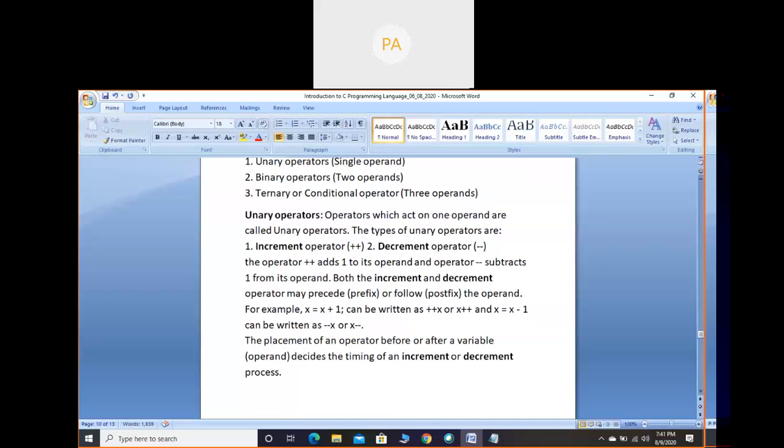Coming to the minus also, if we use the minus symbol by giving a blank space in between, each minus symbol is called an arithmetic operator. If we write continuously without a blank space, then it is called the decrement operator. Now we will see what is the increment operator and what is the decrement operator.